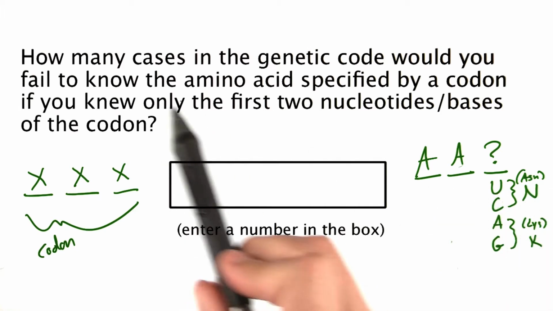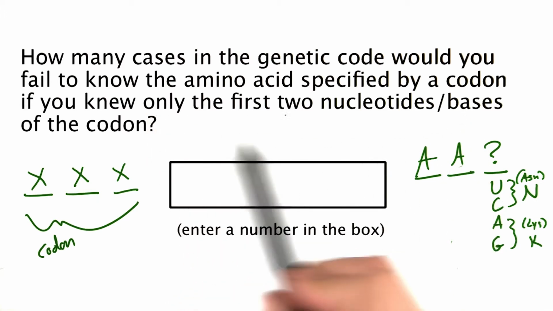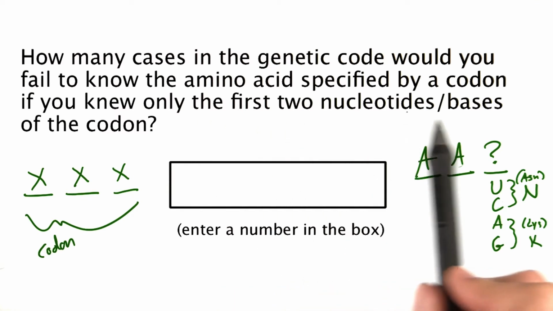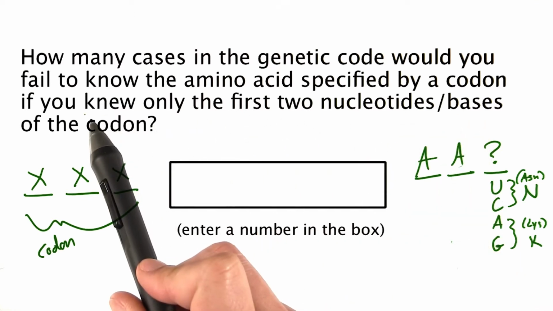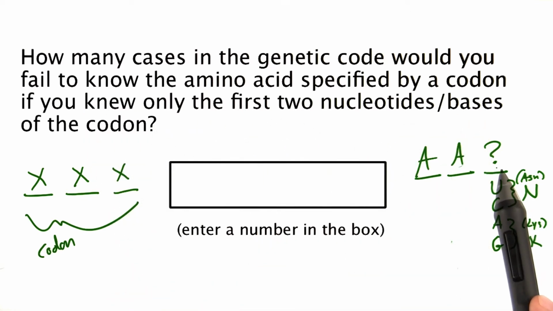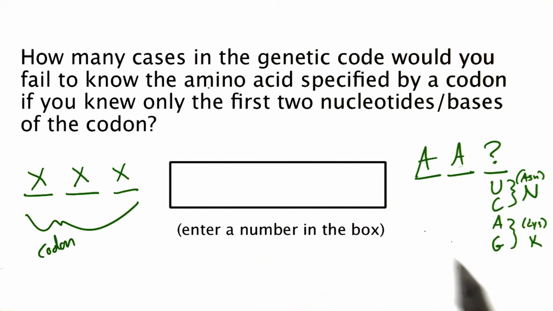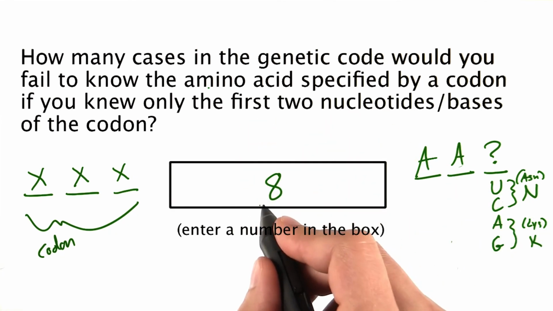So this satisfies the scenario that we've asked for in the problem here, where we know the first 2 nucleotide bases, but we don't know the last position in the codon, so we don't know what amino acid is specified. If you look at the genetic code and look at all the cases where this happens, there are a grand total of 8 scenarios in which this is true.